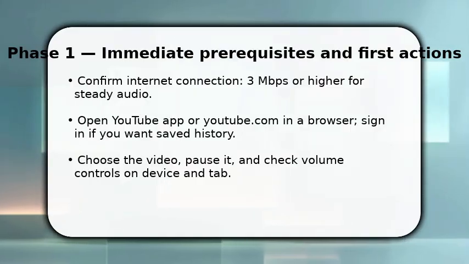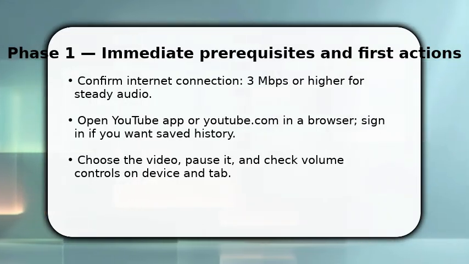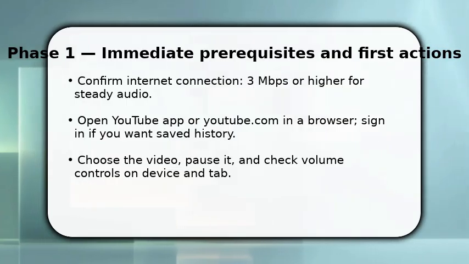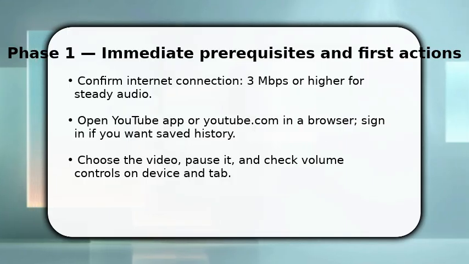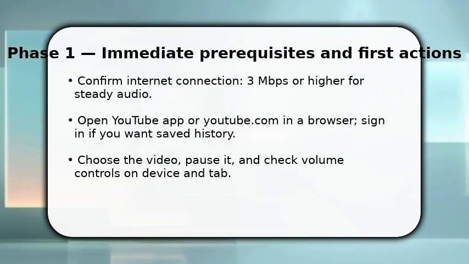You begin by making sure your device has a steady internet connection. 3 Mbps or higher keeps audio from stalling. Open the YouTube app or go to YouTube. Sign in if you want playlists or watch history. Pick the video you want, then pause it.